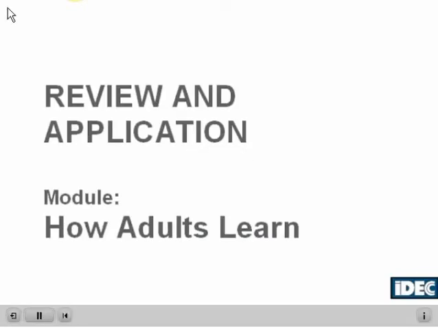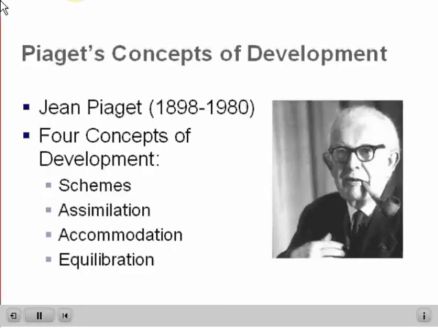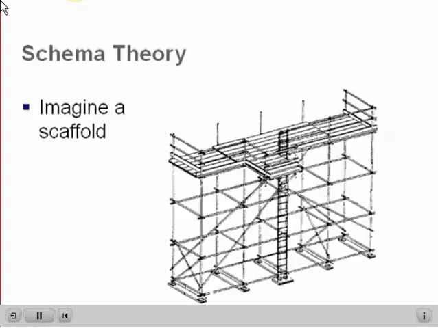I hope you have enjoyed the readings in this unit about how adults learn. You read about Piaget and his 4 concepts of development, which are schemes, assimilation, accommodation, and equilibration. Let's review each of these and apply them to a personal experience.